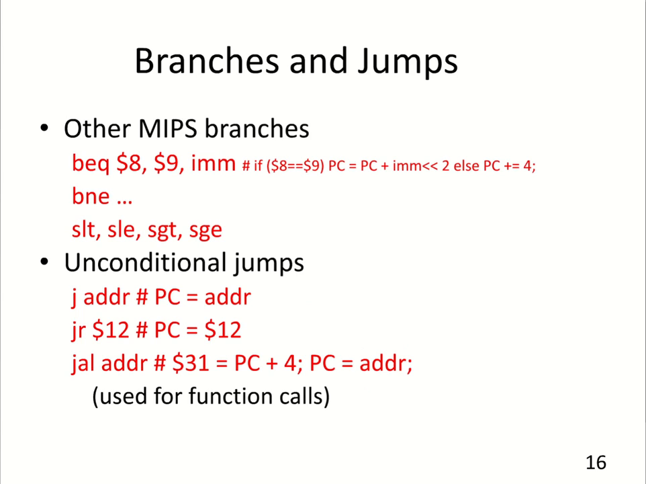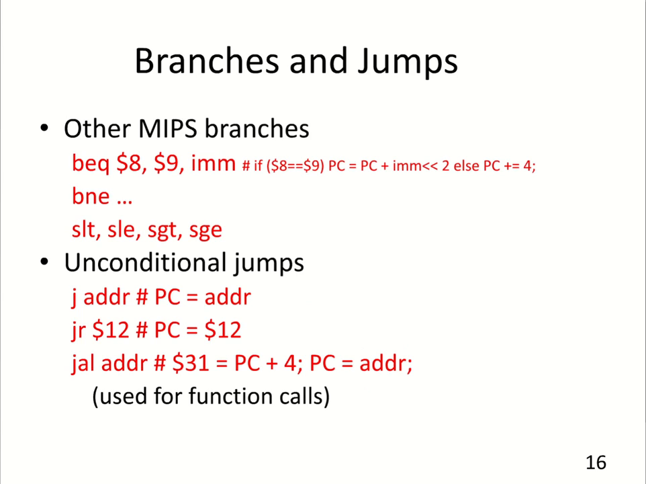And sometimes we want to use a jump and link instruction. The jump and link instruction has one special side effect. It takes the next instruction value, which is the current program counter plus 4, and stores that into register 31.